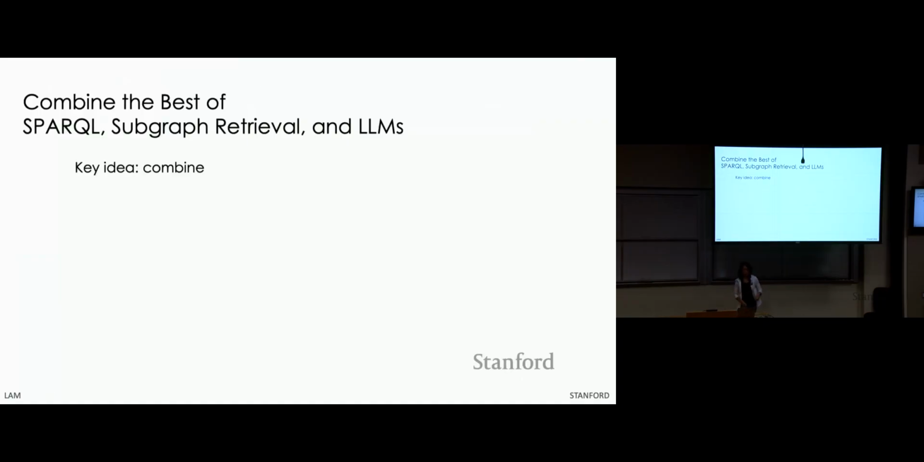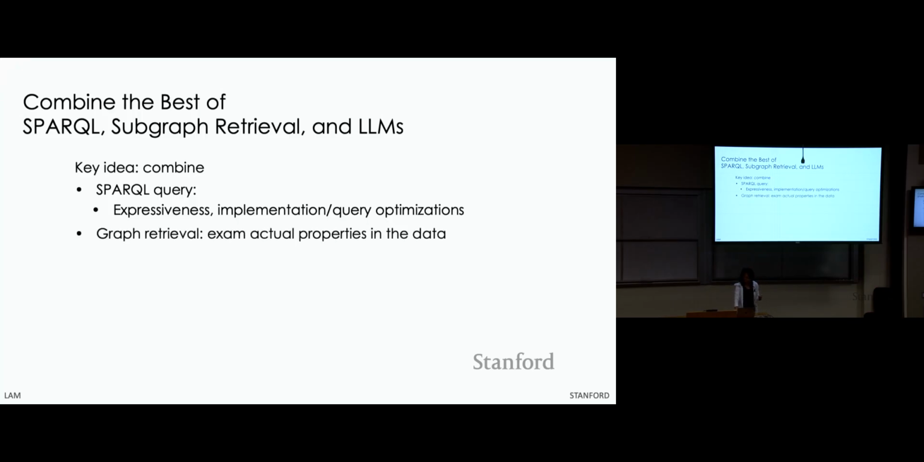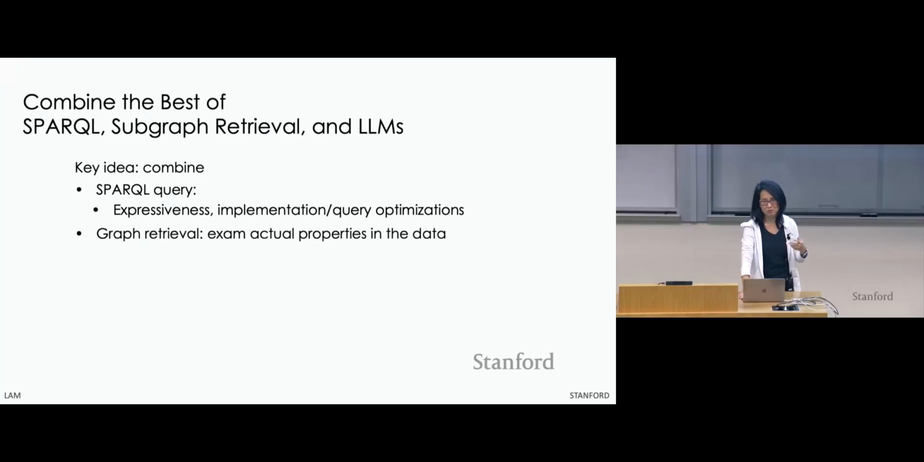So what we're going to do is combine the best of everything from SPARQL, subgraph retrieval, and LLMs. What do I get out of a SPARQL query? The expressiveness. I give you the program. It's a high-level program. I don't want to execute it by staring at the graph. Implementation, query optimizations, once I can give you the query, you can do all that for me. The graph retrieval is important because if you give me a node, we don't even know what kind of properties it has. So we have to examine the actual properties of the data. Those are the two things that we need.